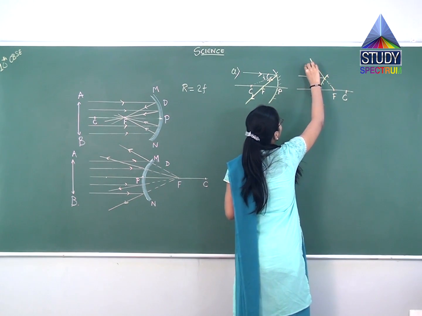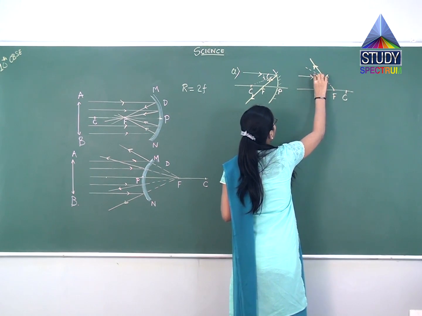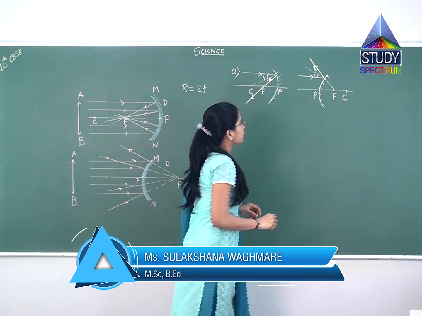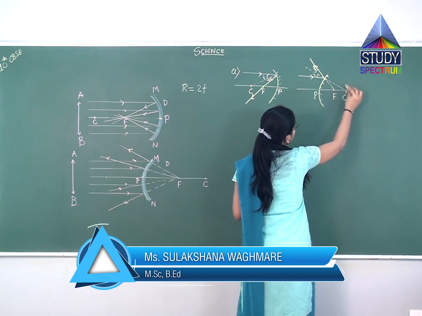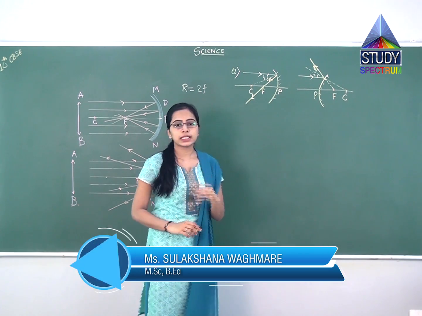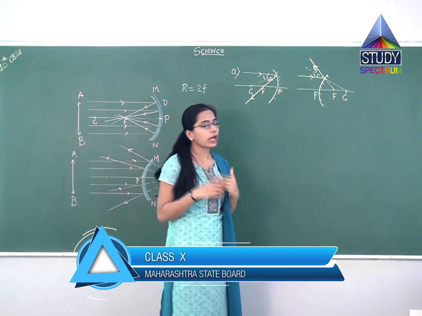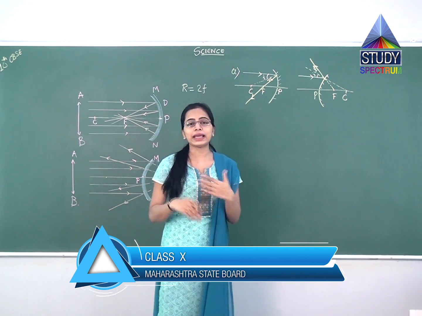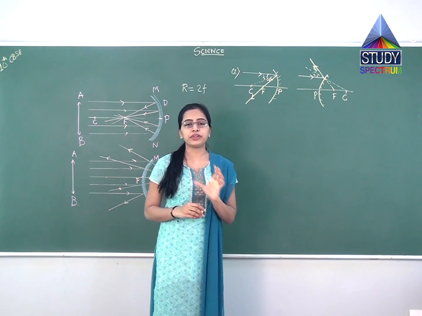Here will be my angle of incidence, and here will be my angle of reflection. And if you connect this, it will come to C. So this is the first case. I am drawing these diagrams just to show you how rays can get reflected if the cases are different.